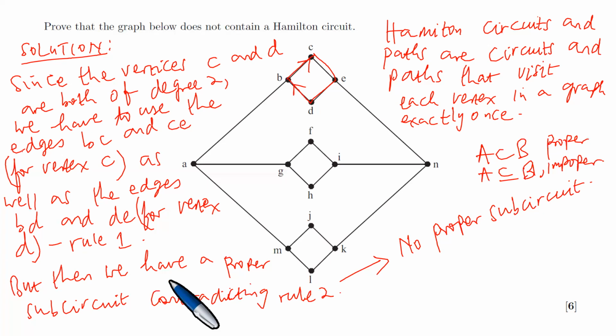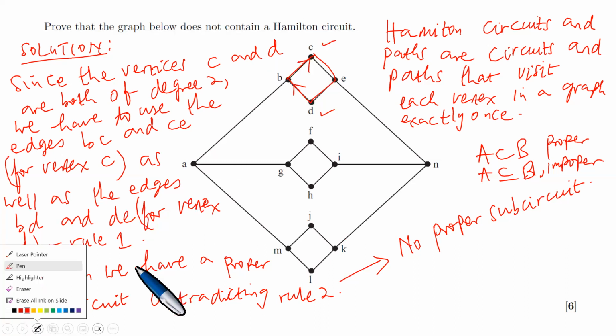So what does rule one say? Since the vertices C and D are both of degree two, we need to analyze that. We have to use the edges BC and CE for vertex C, as well as the edges BD and DE for vertex D. That is certainly rule one. What does rule one of the Hamilton circuits say?